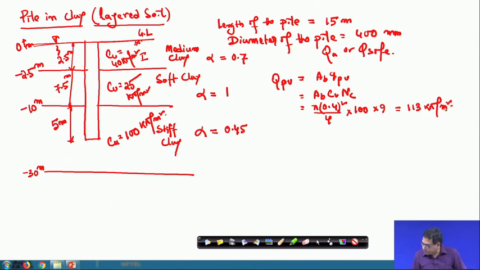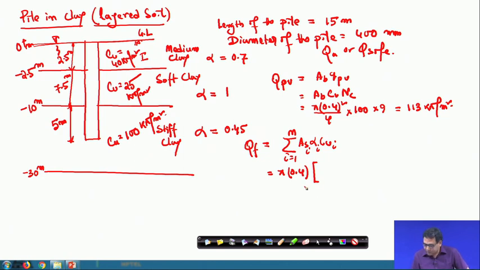Similarly, now I will calculate the Qf for all the layers. So, it is the summation of As into alpha into Cu, alpha i Cu i, okay, As i, i equal to 1 to n. Here, n is 3 because we have 3 layers. So, for the As, as it is a uniform diameter pile, the area outside diameter is same for all the layers. So, I can write pi into d is 0.4 and L will change for different layers.